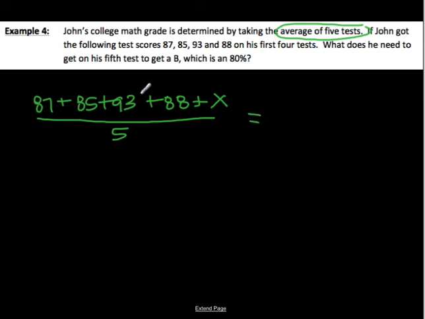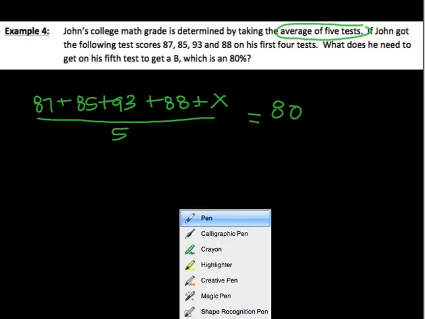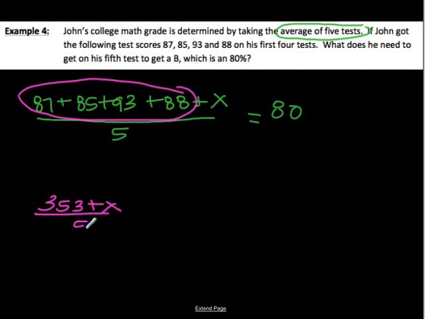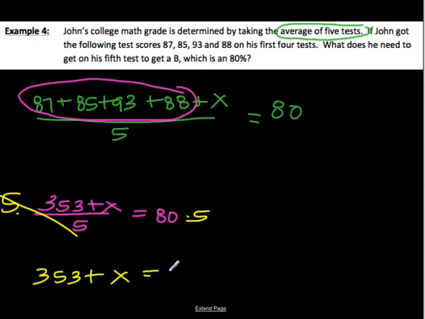We want it to equal 80%. I'm going to leave it as 80, because I left these all as whole numbers. Now if I add all of these values together on my calculator, I will get 353 plus x over 5 is equal to 80. I would multiply by 5 on both sides to solve this. So I have that 353 plus x is equal to 400. I would subtract 353 from both sides.